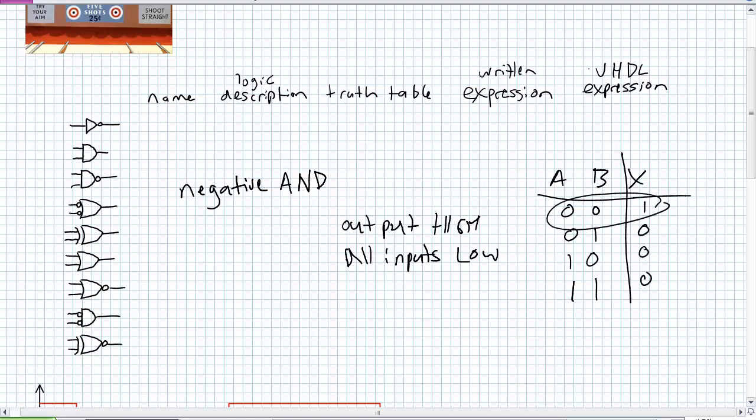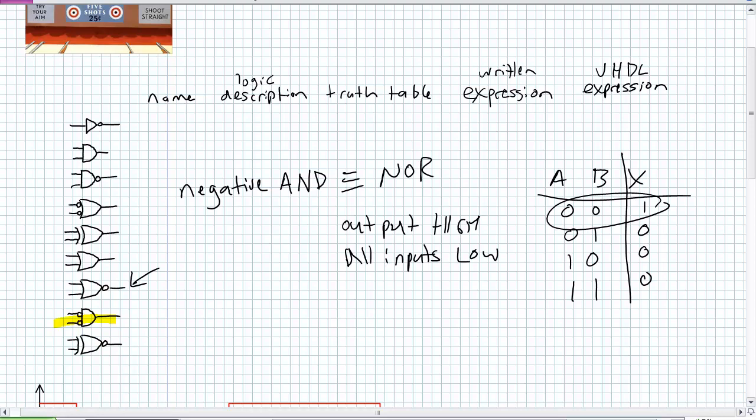Oh my gosh, it's the same truth table as the one we just discussed. So it's the negative logic equivalent of the NOR. So negative AND, I could say, is equivalent to a NOR. The written expression for a negative AND is I am negating A, negating B, and ANDing them together. It means it's functionally equivalent to A or B, the whole thing negated. So the written expression is A negated, B negated, ANDed together.